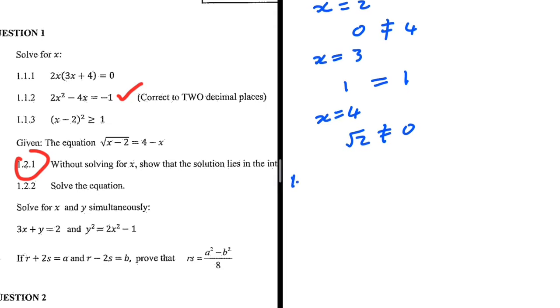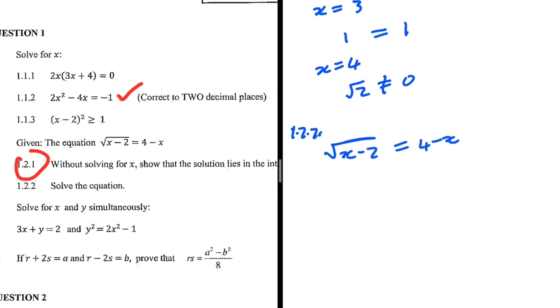What about 1.2.2? Can we actually solve the equation? I think we can. Square root of x minus 2 being equal to 4 minus x. Let's square both sides. We're going to get x minus 2 being equal to 4 squared, which is 16, and then minus x multiplied by 4 is minus 4x. You multiply that by 2, you get minus 8x plus x squared.